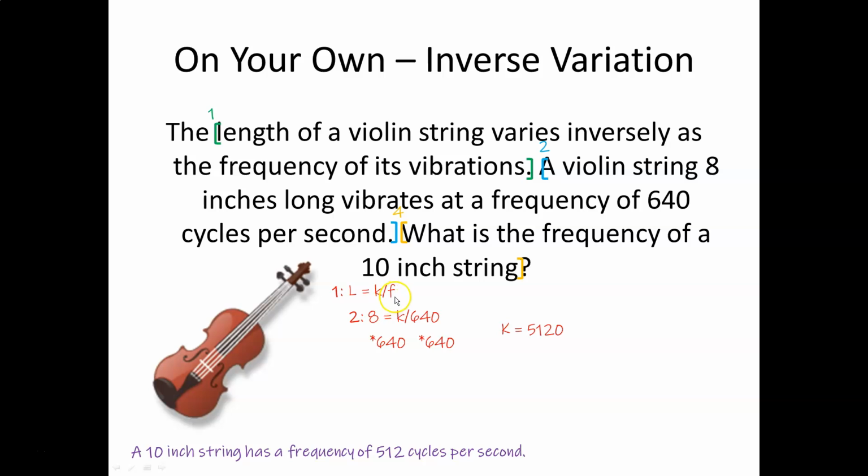Then it asks, what is the frequency of a 10-inch string? Now here's where you have to be careful. Frequency is on the bottom, so it will take some serious wiggling to get this to come out right. So what you want to do is put K in for the K in problem 1. So L equals 5,120 over F. Then let's look and see what we're supposed to do next. What is the frequency of a 10-inch string? So we put 10 in for length, and that equals 5,120 divided by F. So what we do here is actually a little tricky. We times both sides by F to get F off the bottom of a fraction, because F on the bottom of a fraction is no good for us. So now we have 10F equals 5,120. We divide by 10, we end up with F all by itself equals 512. Okay?